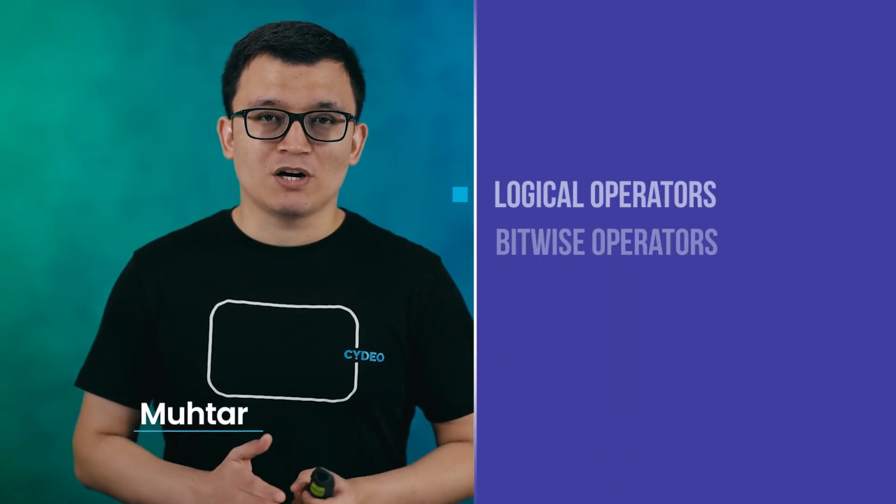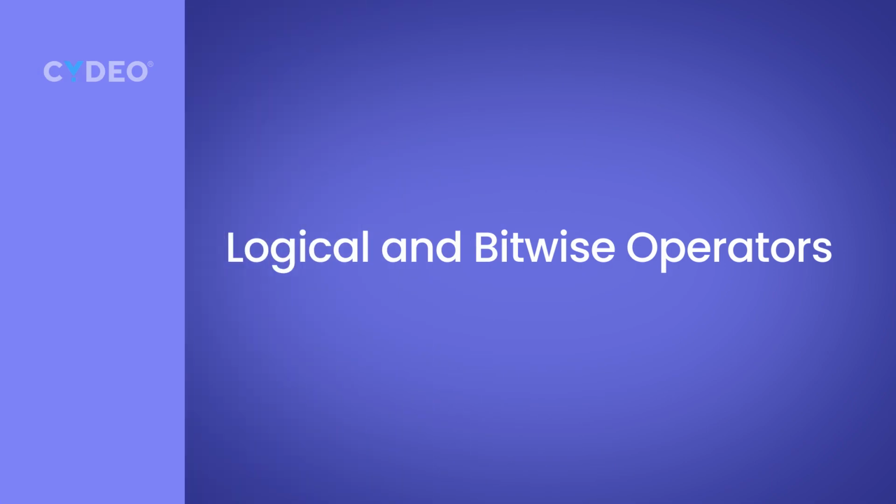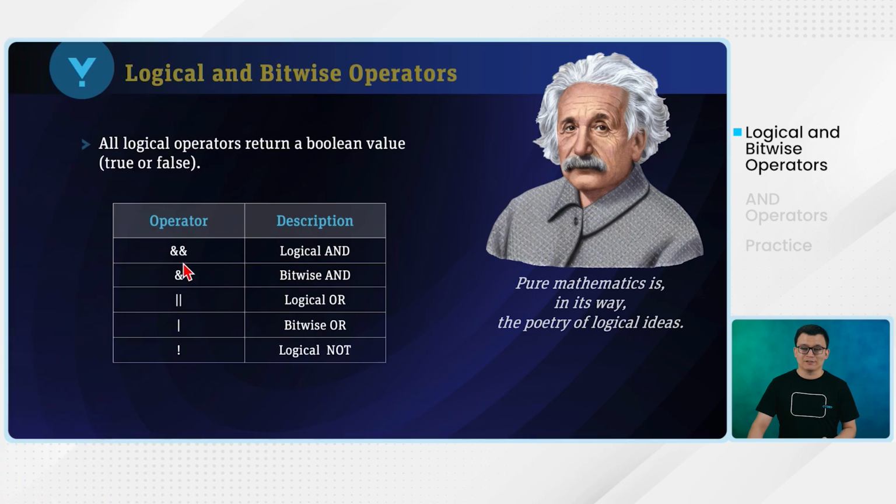Welcome everyone. Now let's talk about the logical and bitwise operators. And we will also do practices with one of the logical operators known as the logical AND operator. So there are 5 logical operators. We have the logical AND, bitwise AND, logical OR, and bitwise OR. And lastly, we have the logical NOT operator.